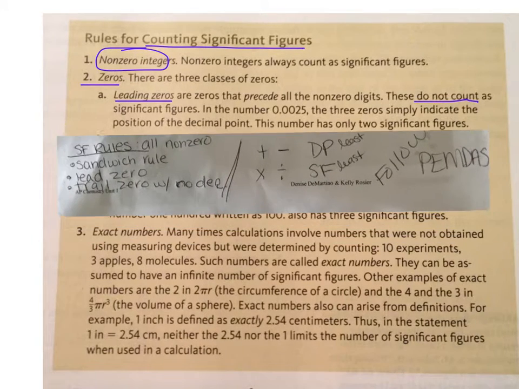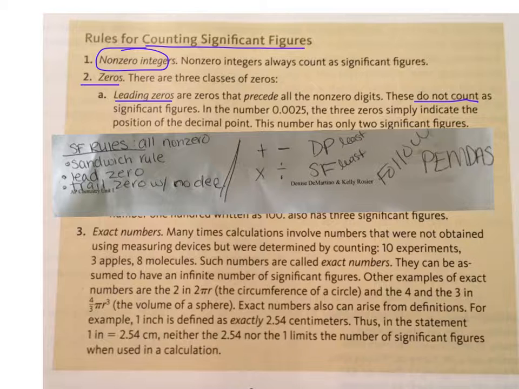There you go. Just write that. Is that better? All right, so sig fig rules: all non-zeros, sandwich rule, leading 0, trailing 0 with no decimal. And what I mean by these last two is they don't count. Okay? And then go ahead and give yourself 2 little hashies or whatever.